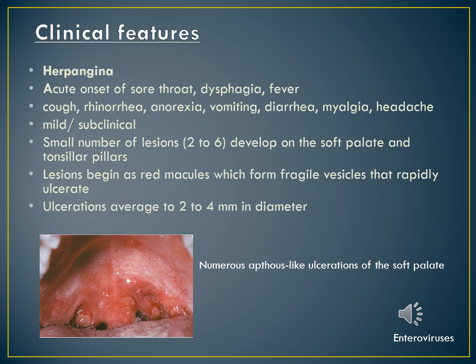A small number of lesions, 2 to 6, develop on the soft palate and tonsillar pillars in the oral cavity. Lesions begin as red macules which form fragile vesicles that rapidly ulcerate, and ulcerations average 2 to 4 mm in diameter. Systemic symptoms resolve within a few days and ulcerations will take 7 to 10 days to heal.